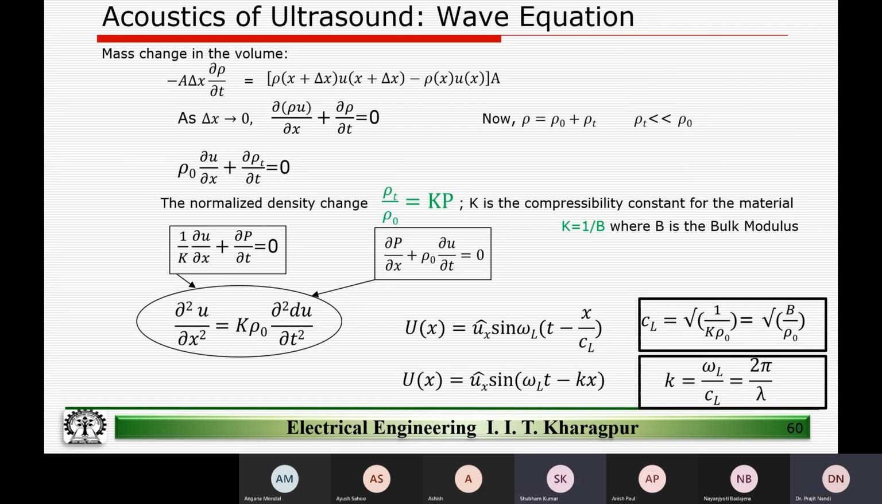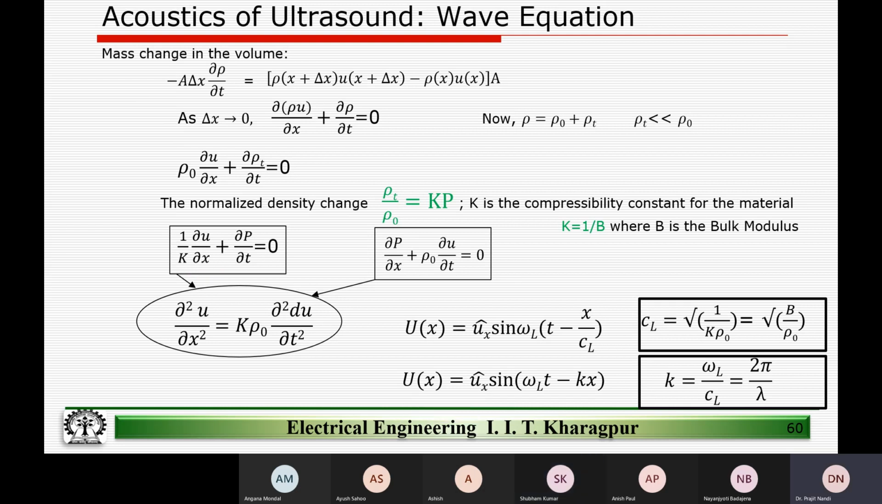Sir, in the previous slide, you took the approximation that del U by del X is equal to 0. Yes. In the current slide, we also have this term del U by del X in the equation. So why isn't it taken to be 0 over here?